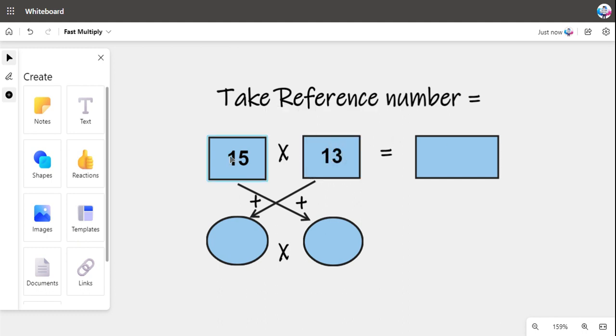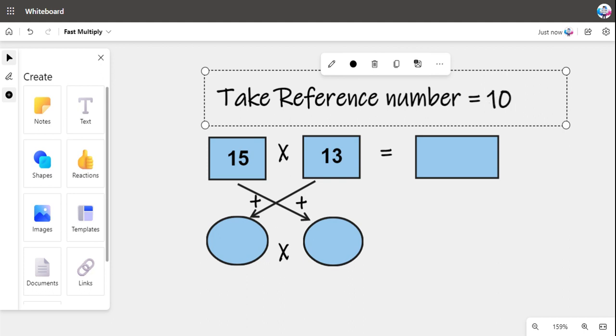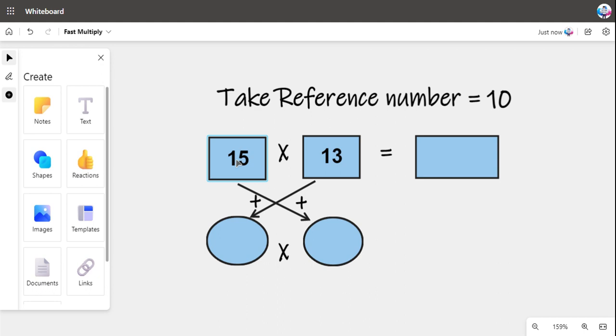Here we can see that these two numbers have the same reference number, that is 10, because these two numbers are greater than 10. Comparing 10 and 15, 15 is five greater than 10, so I am going to put plus 5. Comparing 13 with 10, the difference is plus 3. So what we have here is 15, 5 and 3. This is the first step we need to do in this multiplication mind calculation format.